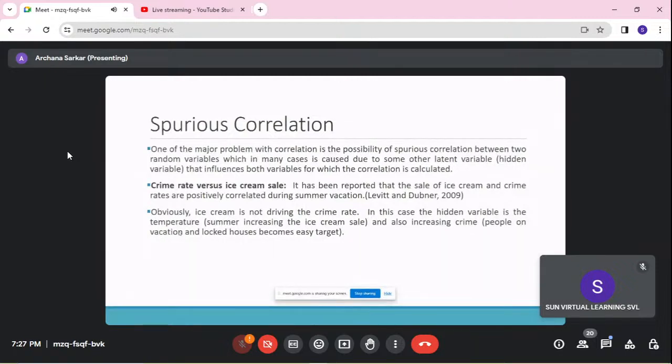So because of this hidden variable, when we run the test, we find a relationship between the sale of ice cream and the crime rate. Understood? So whenever we run a test, we may find a relationship, but actually there may be no relationship between those two variables, or the relationship exists because of this spurious correlation or hidden element. Understood, everyone?